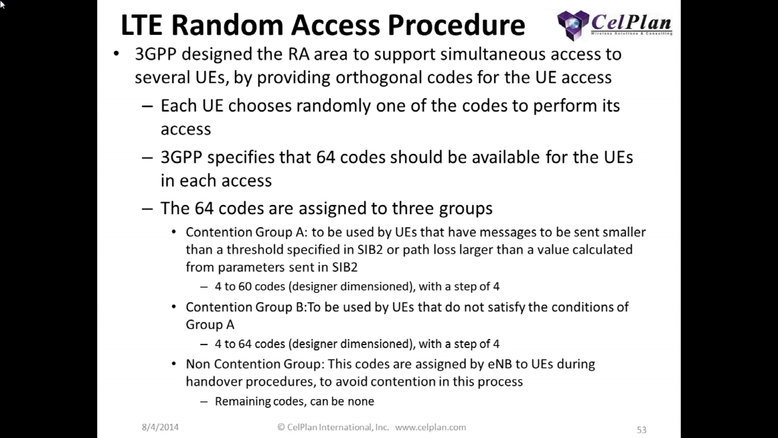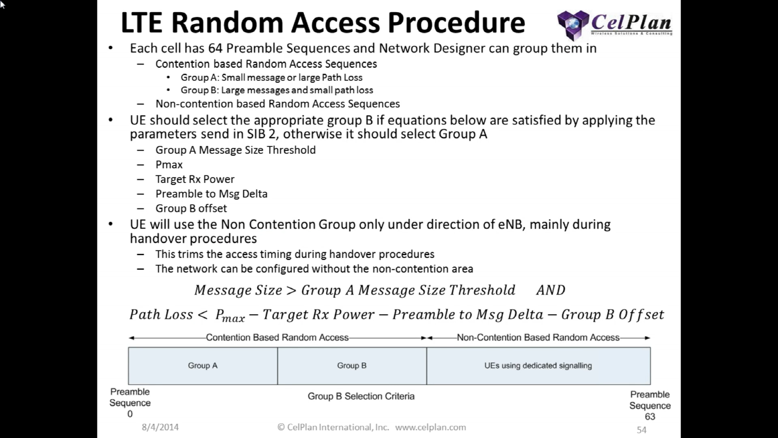We need to specify for each cell 64 codes that the UE can choose. Okay, and those codes are divided, as we already said, into contention group A, contention group B, and non-contention group. And here is the formula that defines when a message should be in group A or in group B.